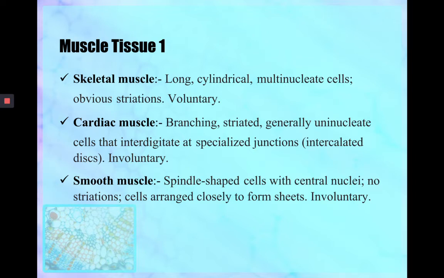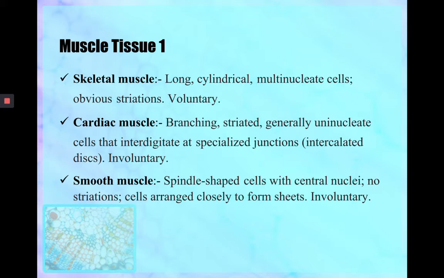Smooth muscle, hence its name, does not have stripes, does not have any striations. Skeletal muscle is the only type of muscle that is multinucleate. Every once in a while you may see a cardiac muscle cell with 2 nuclei, but it's mainly uninucleate, just like smooth muscle, which is also uninucleate.